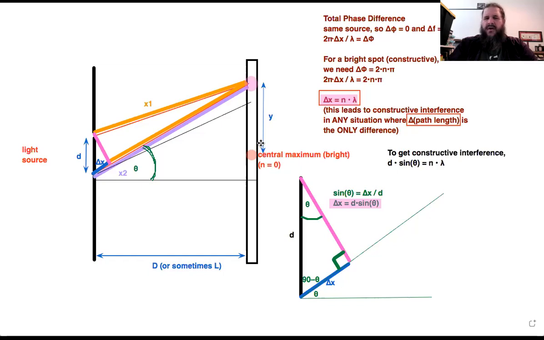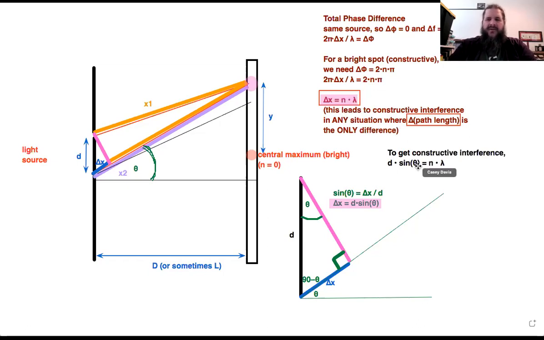Also, what if you wanted a dark spot instead? If you were looking for a spot where no light appeared, what would you do differently? Going back to our total phase difference, how would you get destructive? Instead of being offset by a whole number of wavelengths, what would you want to have instead? Half a wavelength. Yeah, half a wavelength, or 1.5, or 2.5, or 3.5, anything that's something and a half wavelengths.